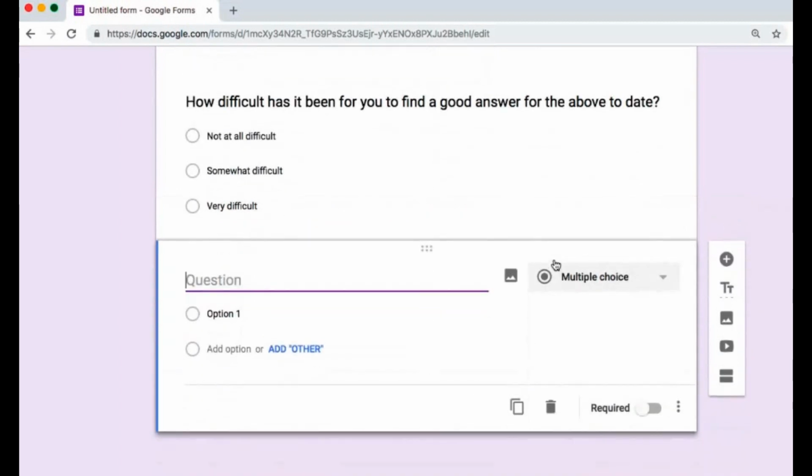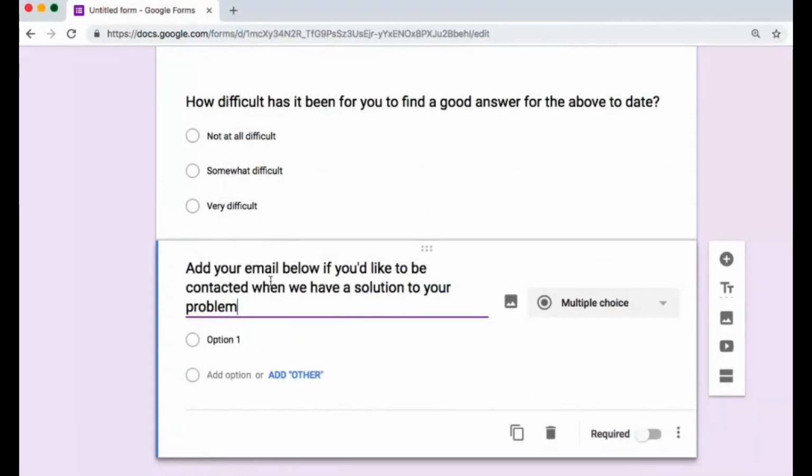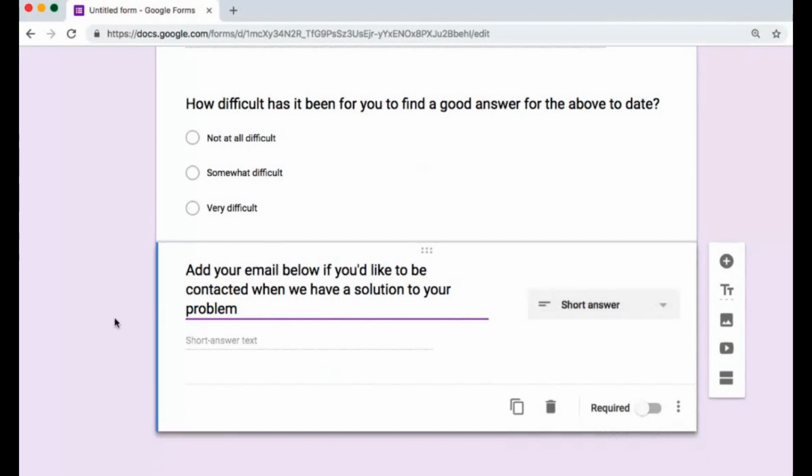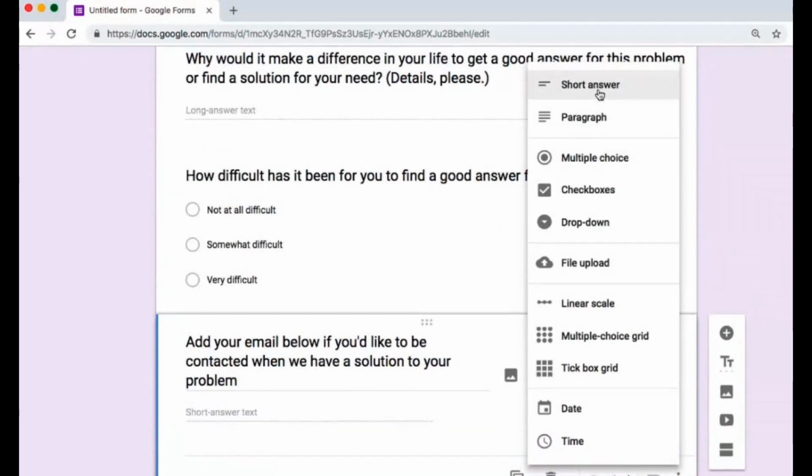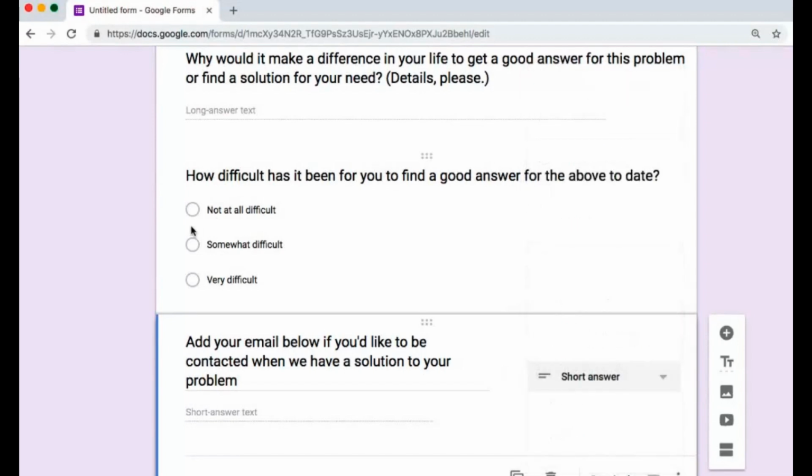Now, the final question that you might want to add in as a bonus is really this one. So add your email below if you'd like to be contacted when we have a solution to your problem. And what we can just put in here is a short answer once again. So this is the way that with this question, you can build up an email list of potential customers even before you have created the solution, or even before you've ever written a blog post, or anything like that.